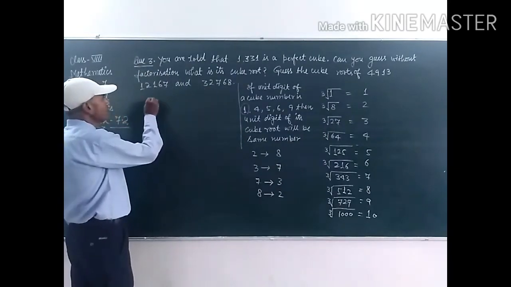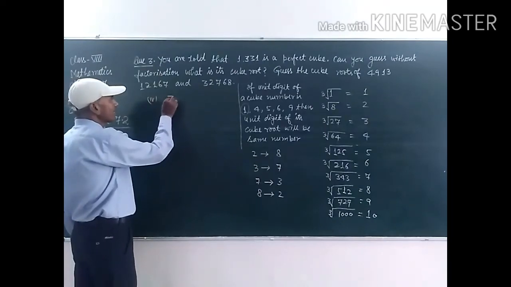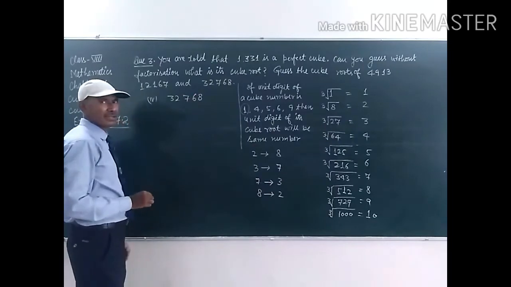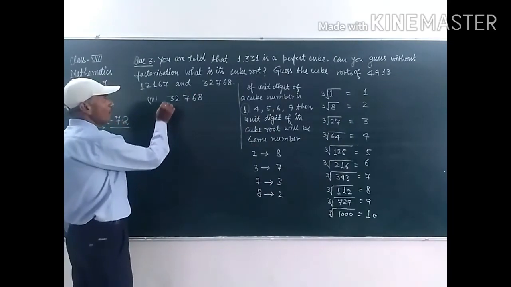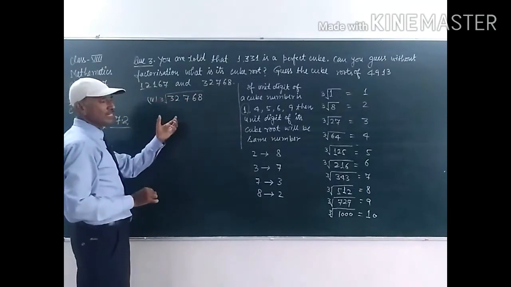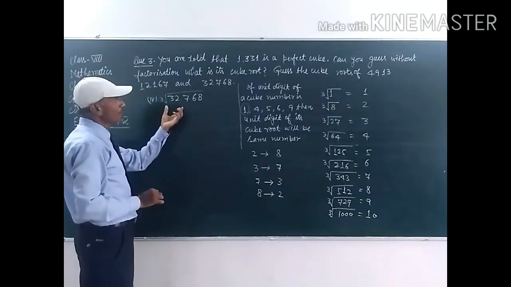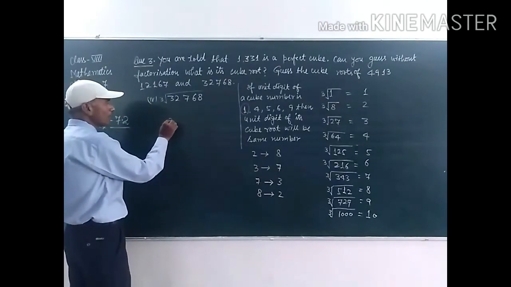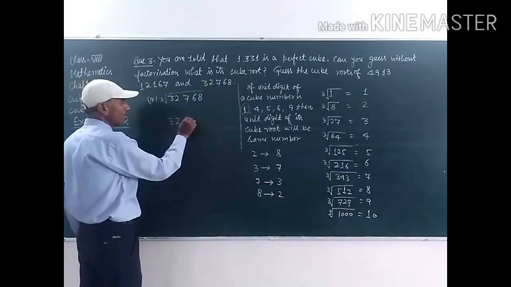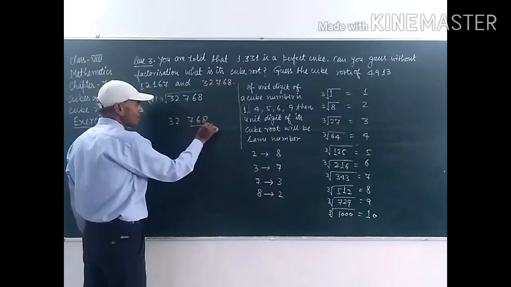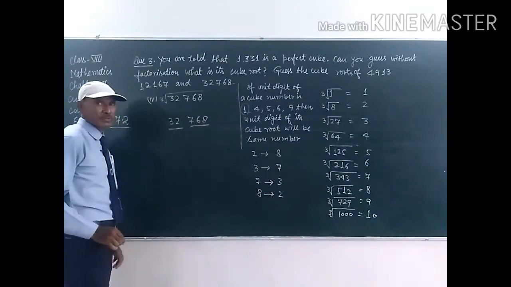Now take this number, student. This one, the last part or fourth part of question number 3, that is 32,768. Clear, student? Now we have to find out the cube root of this number by the estimation method, or we have to guess what will be the cube root of this number. So in the first step we have to make the group of 3 from right to left. This one first group, this one second group, student.